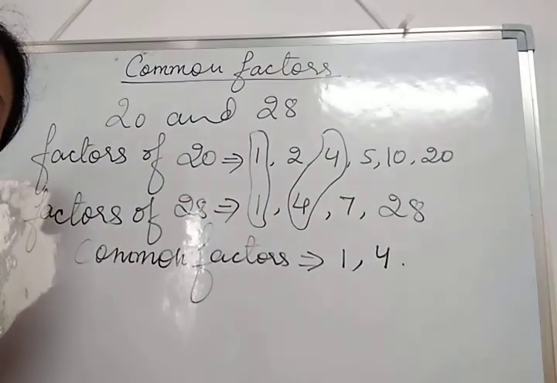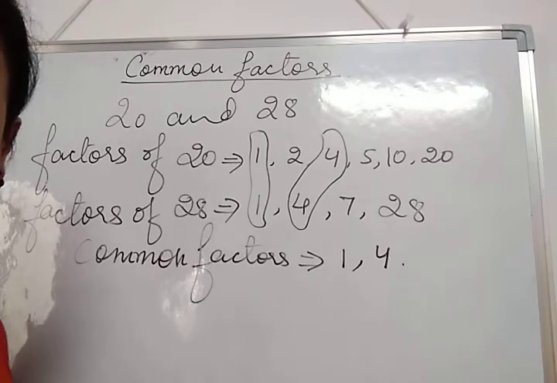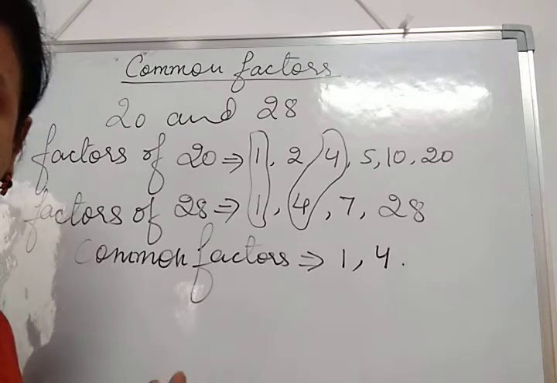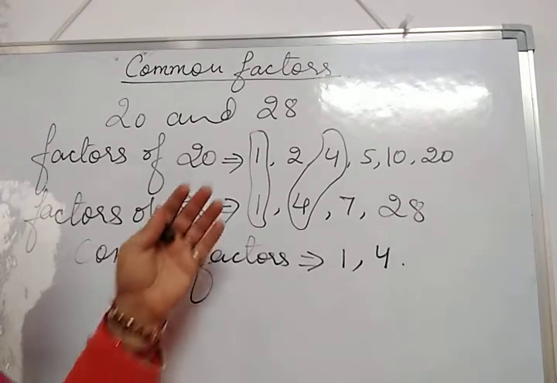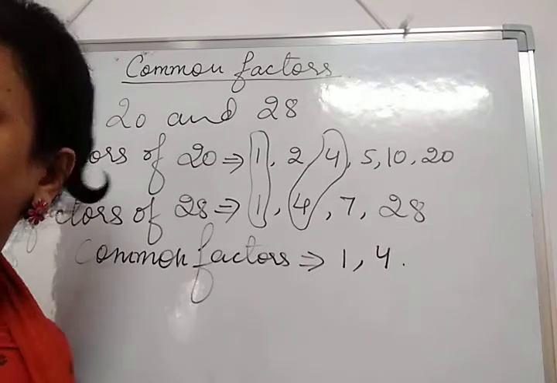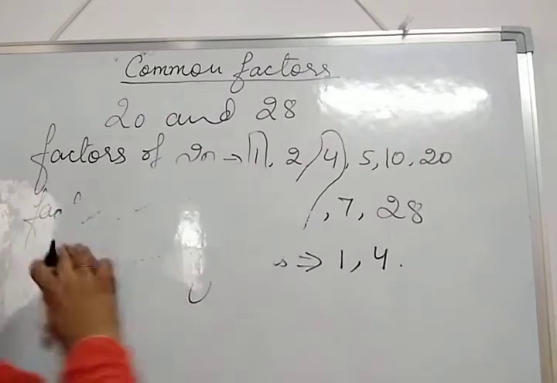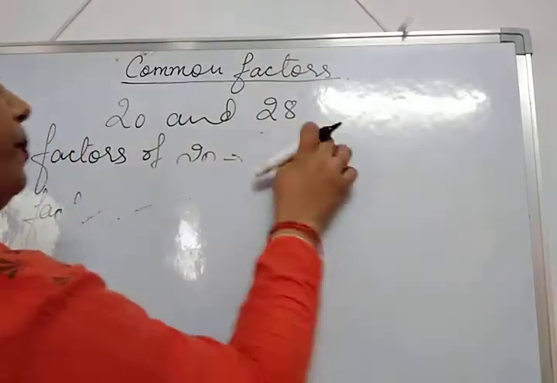And if we have to find out the common factor between 3 numbers, 4 numbers or 5 numbers, the process will be the same. We will find out the factors of each number, then we will see what are the common factors between them. Okay. So in that concept, we can see what are co-prime numbers.